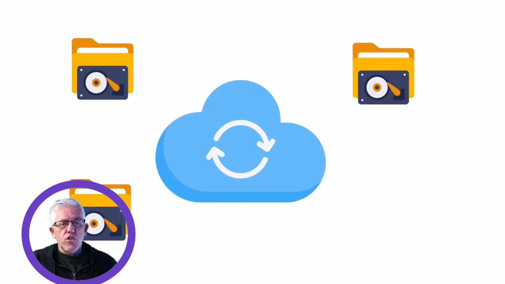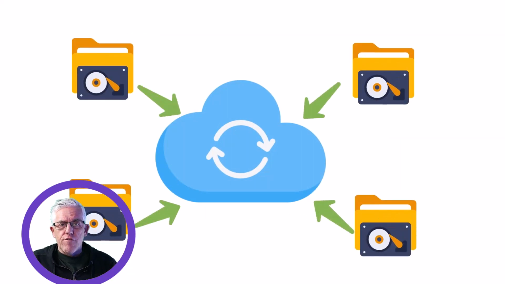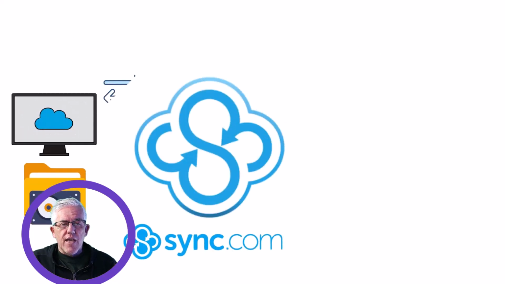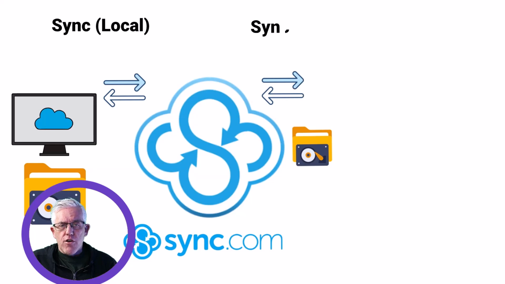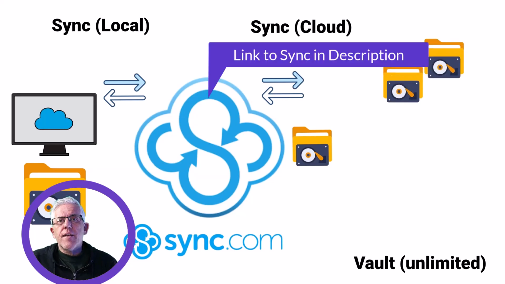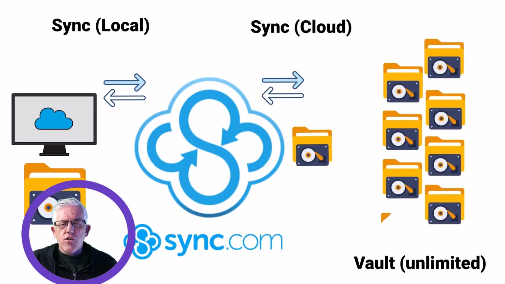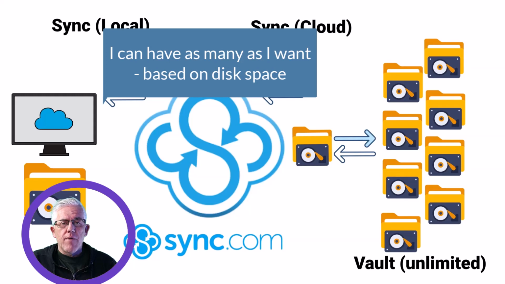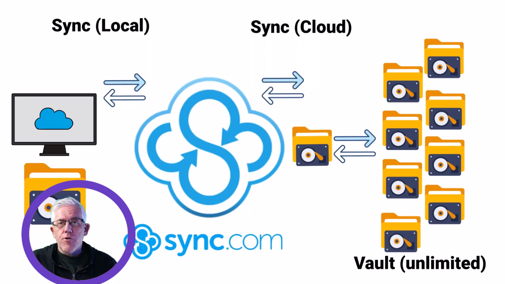So a great solution is to store these virtual machines in a cloud service and pull them down when we need them. For myself, the cloud service that I like to use is sync.com, because sync gives me another layer, which is called the vault, and that's unlimited storage. So I will use that vault to store lots of virtual machines, then I will bring them to the sync cloud, sync it with my local machine, and I can have one virtual machine at a time on my local machine, put them back to the cloud, put them back into the vault. Let's take a look at how that works.